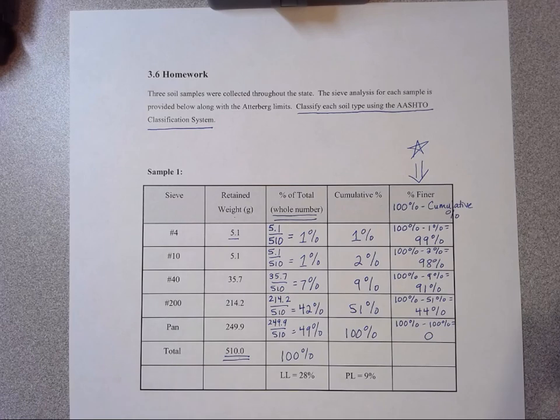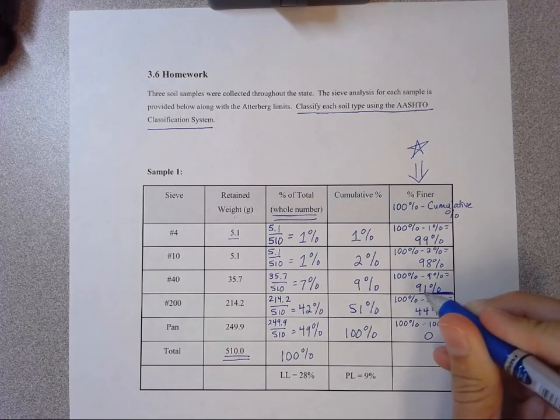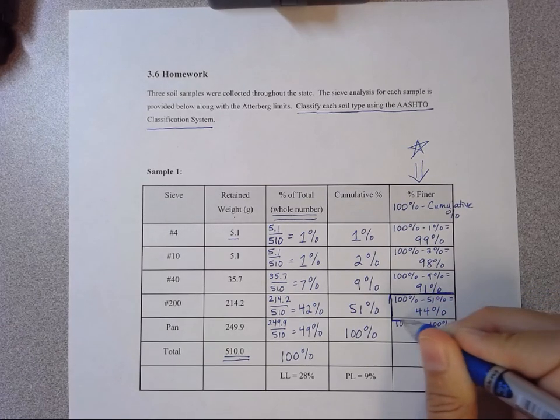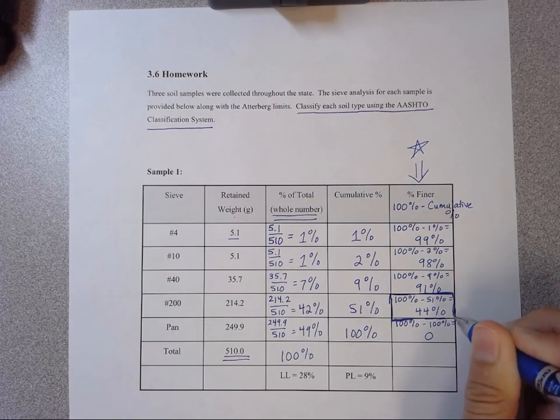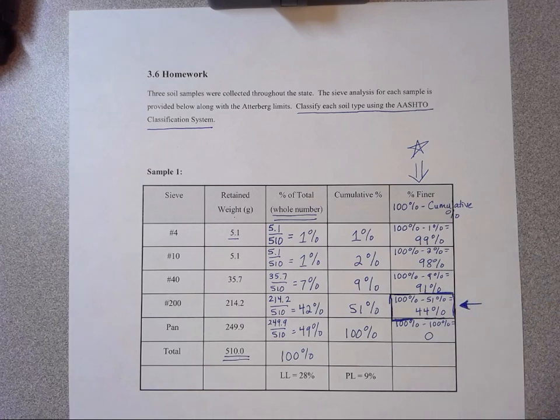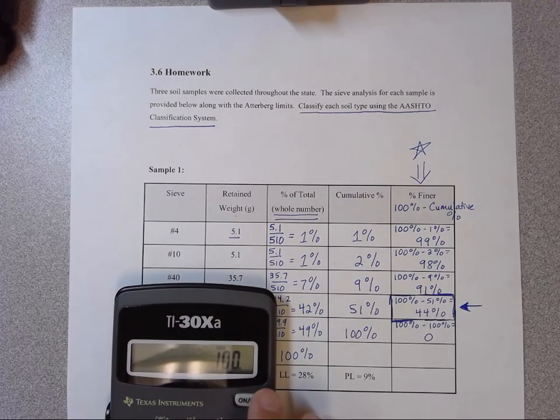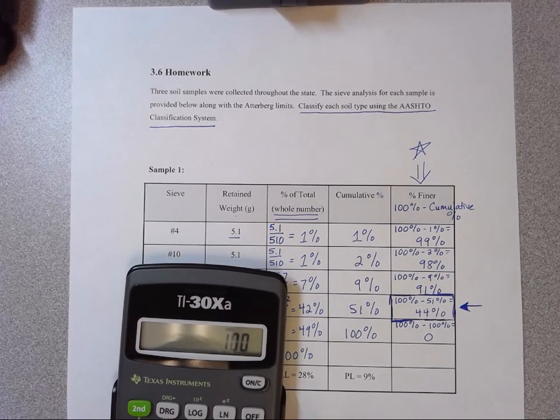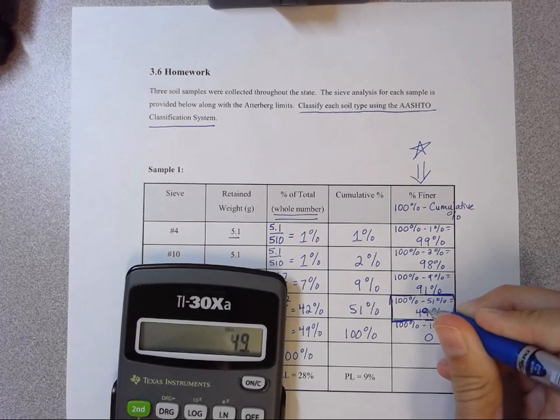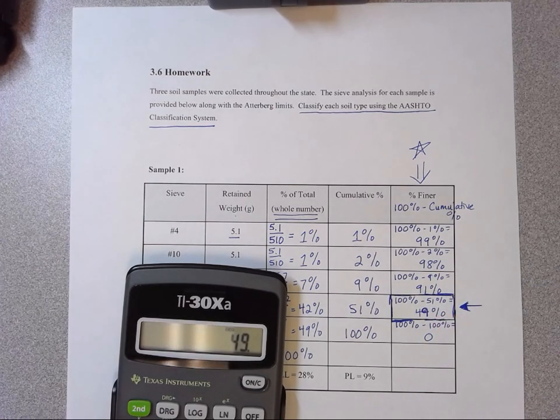And then if you'll remember from our AASHTO classification, the box that we're really interested in is this 200 sieve box. That's usually what we'll use. So that's the thing that we really want to make sure that we have correct. And look, I can already see that I've got an error there because I have 100 minus 51, and that should be 49%. So that's a good one to double check as you're doing your math there.